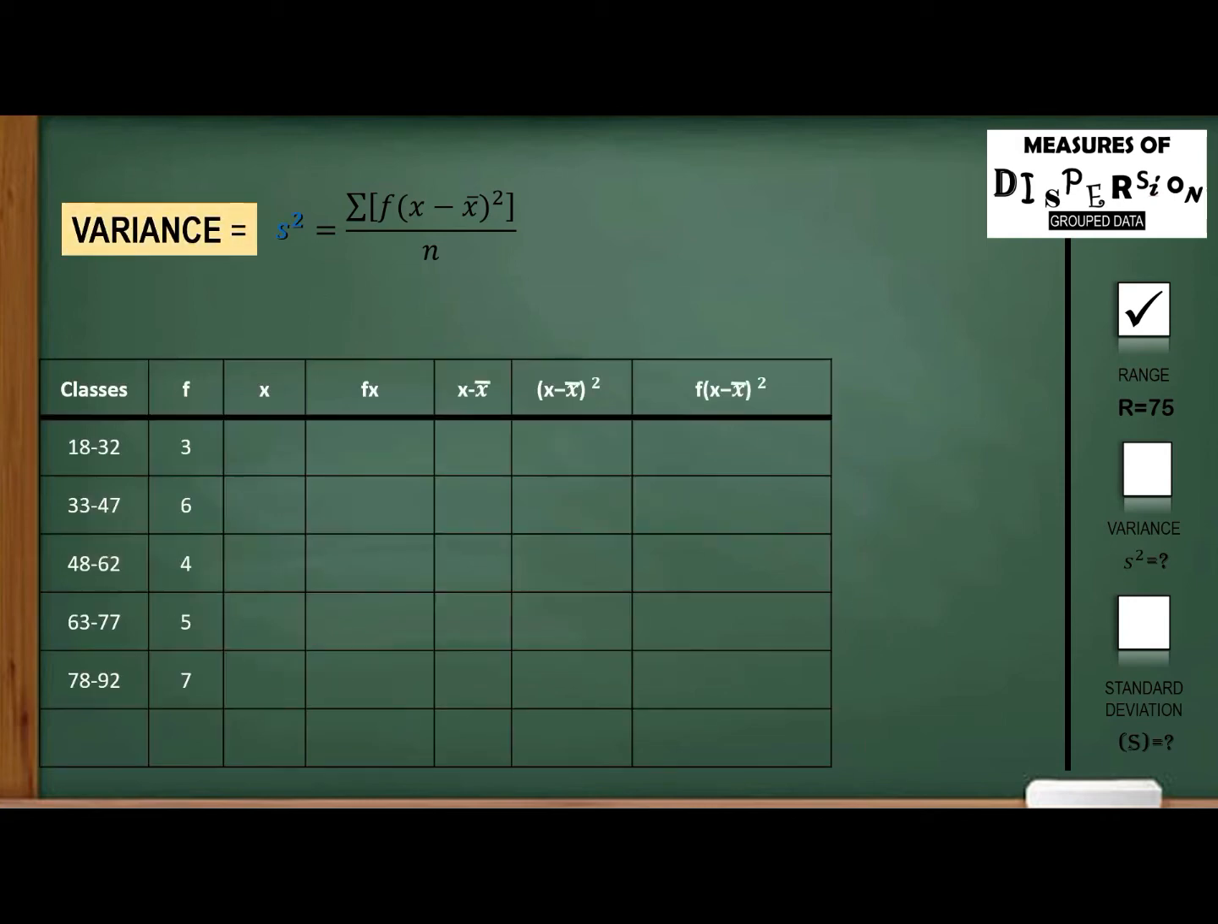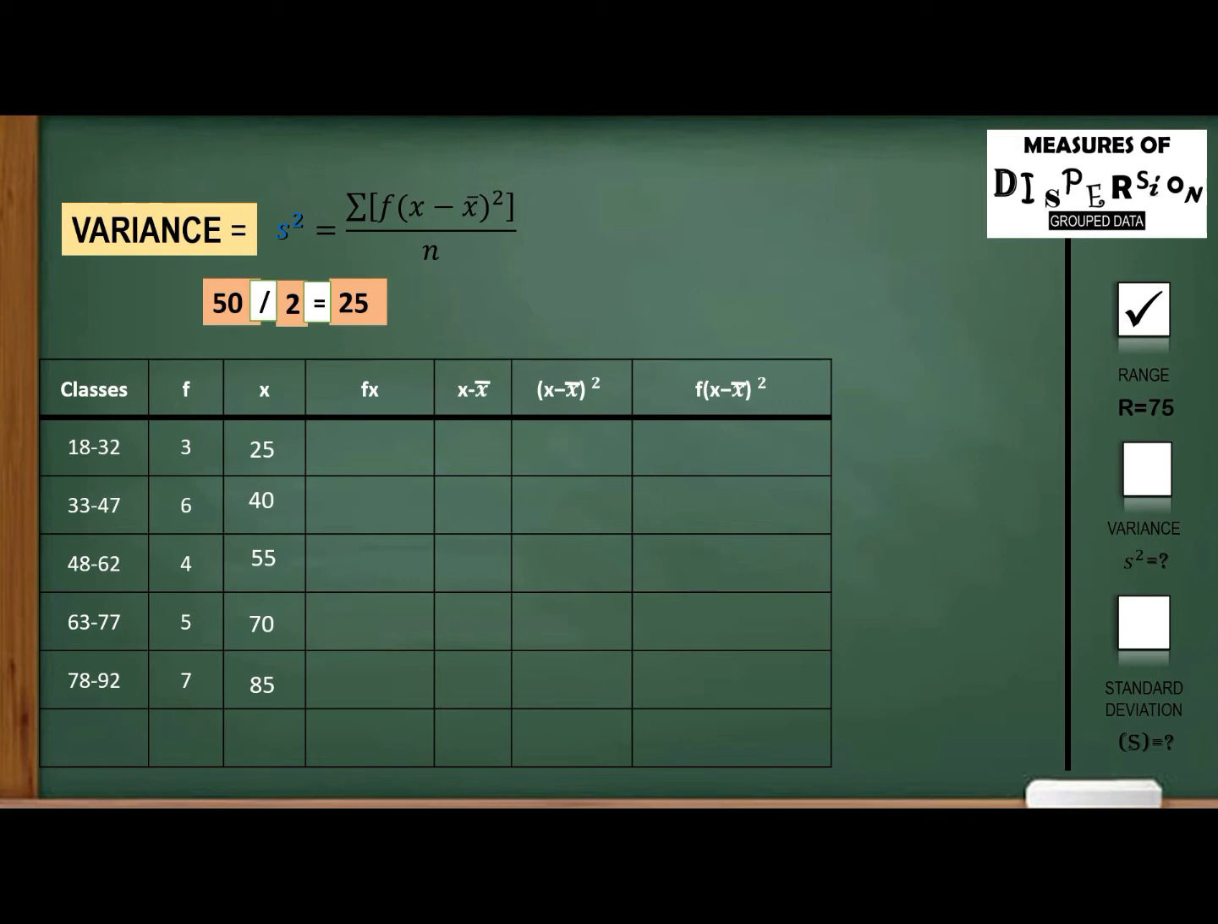To get the values of x, add the class intervals, then divide it by 2. Herein, 18 plus 32 is equal to 50. 50 divided by 2 is 25. The value of x of the first class interval is 25. 33 plus 47 is equal to 80. 80 divided by 2 is 40. When we continue adding the remaining intervals, we will get the values 55, 70, and 85.